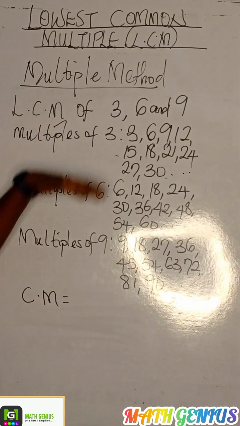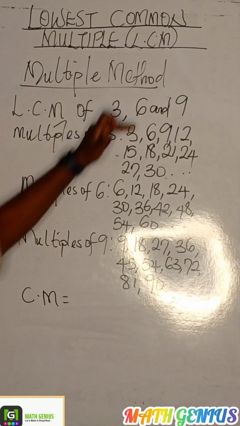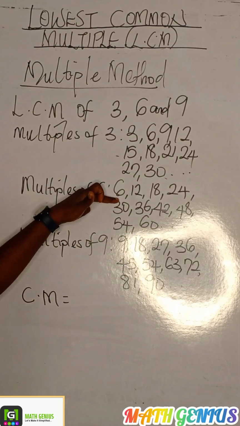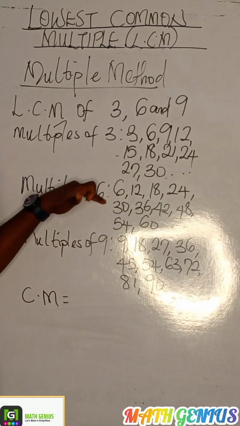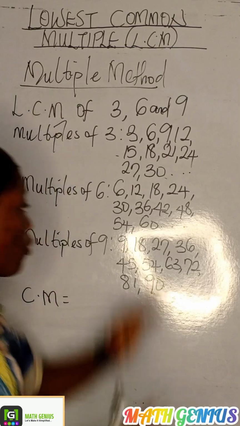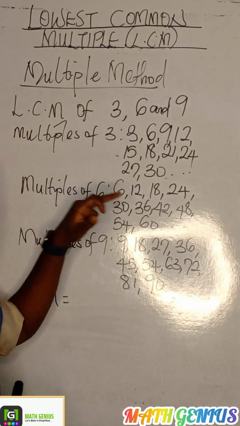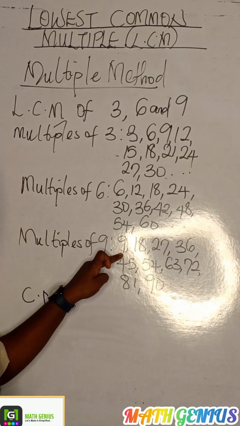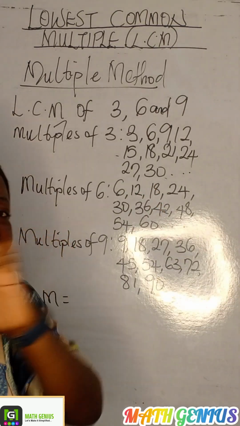So we have 3, but we do not have 3 here. We have 6 here, but that does not mean it's common because there is no 6 here. 6 is common in just 2 numbers, but yet it's not here. It therefore means it's not a common multiple for the 3 given numbers. We have 9, but there is no 9 here. But there is 9 here. But because there is no 9 in the multiples of 6, we can't pick it as a common multiple.